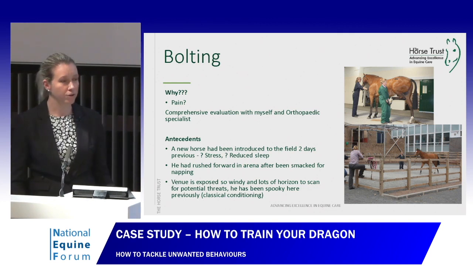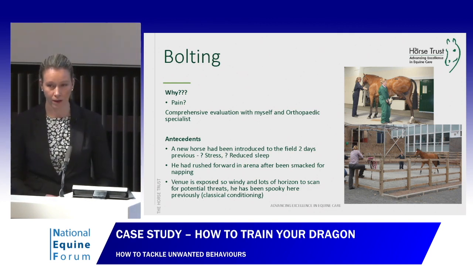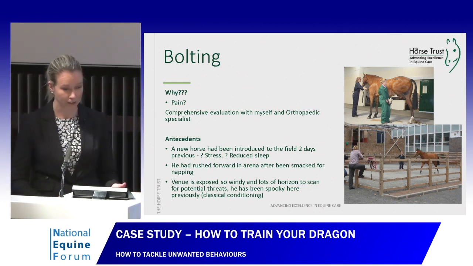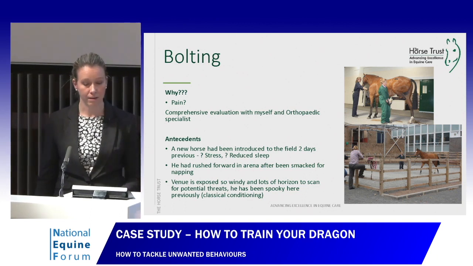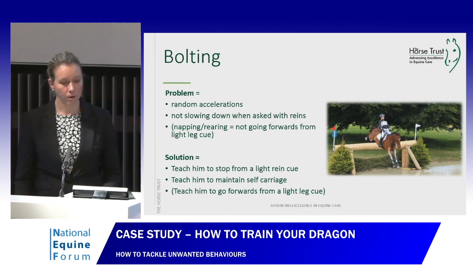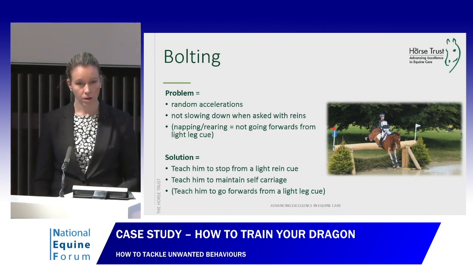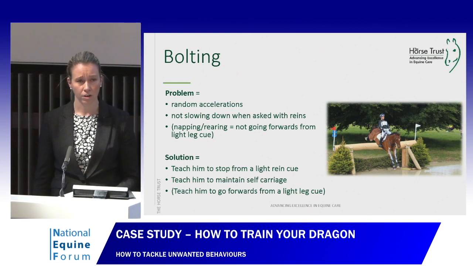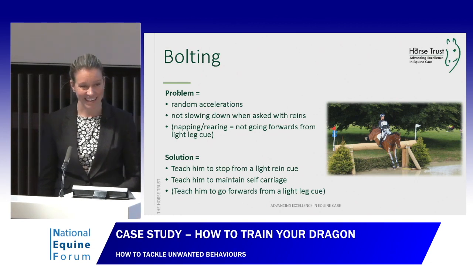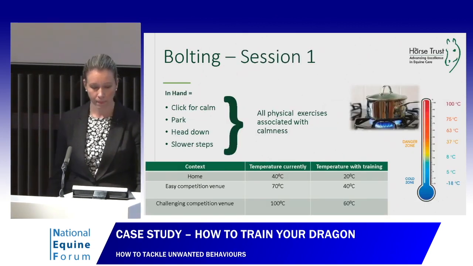And the venue is not an easy venue at the best of times. It's quite exposed. I mean, it's a lovely venue, but it is exposed. And he already had a learnt response to being tense at that venue. So the problem is random accelerations, not slowing down when asked with the reins, and also separately the napping and rearing. So we just need to teach him to stop from a light rein cue and then teach him self-carriage. So if we ask for a slow trot, he can maintain that without being held.